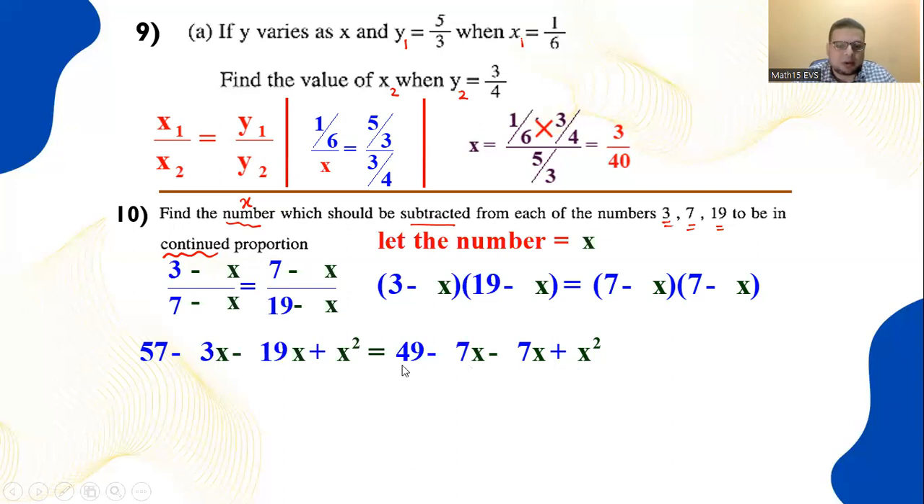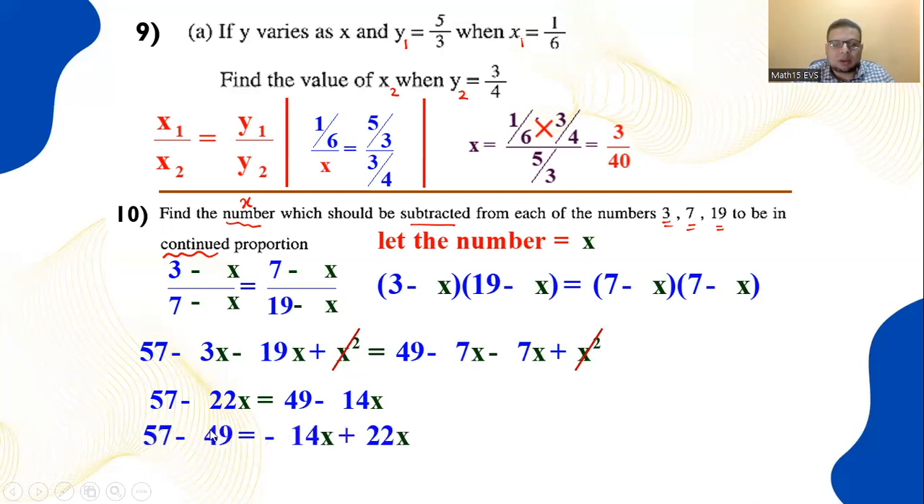You can simplify now. So you can remove x power 2 with x power 2. And here you can get now 57 minus 22x, because negative 3x minus 19x are like terms, will be negative 22x. And here also 49, negative 7x and negative 7x will be negative 14x. So you can now move negative 14x and 57 to the other side.